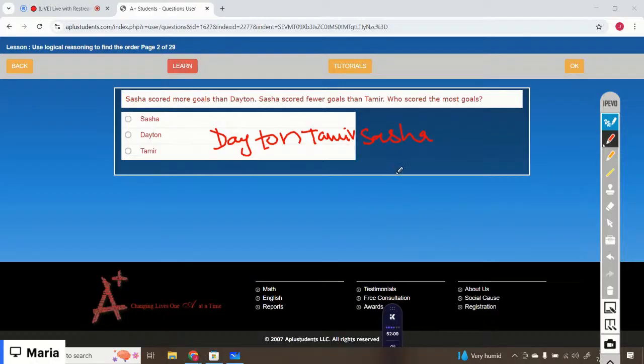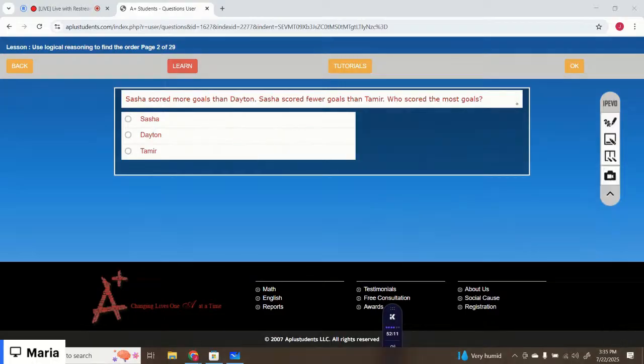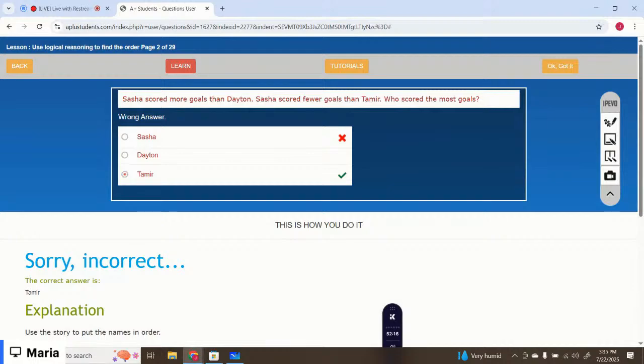The correct option is Sasha scored the most. The correct option is option number one. The most goals? Oh, Sasha scored fewer than Tamir. Sorry. Okay, that was Tamir.